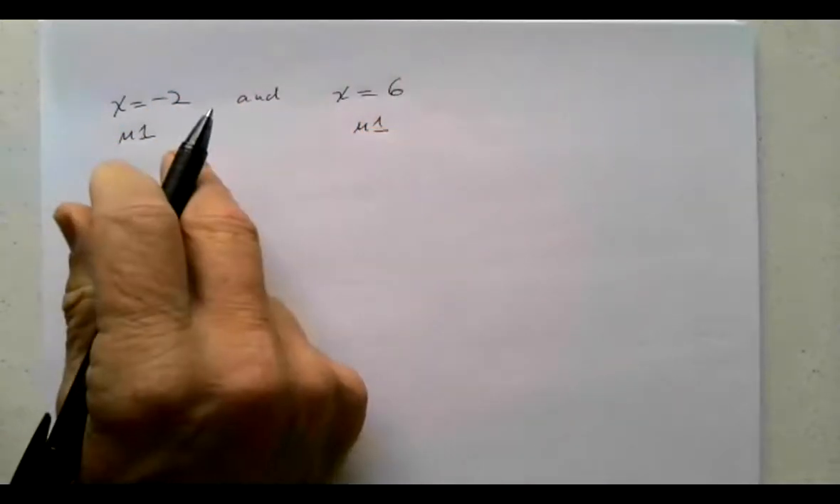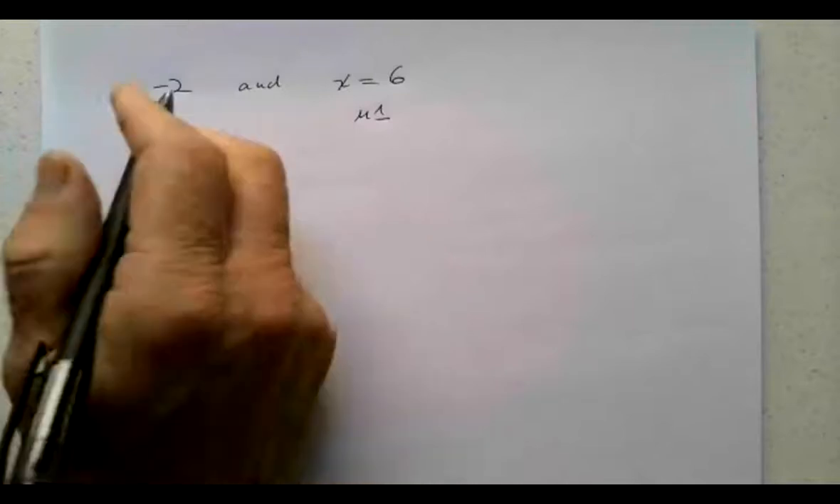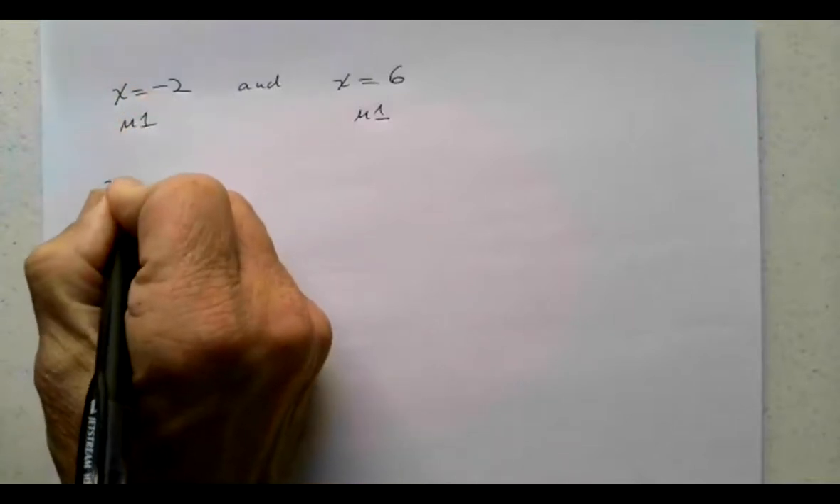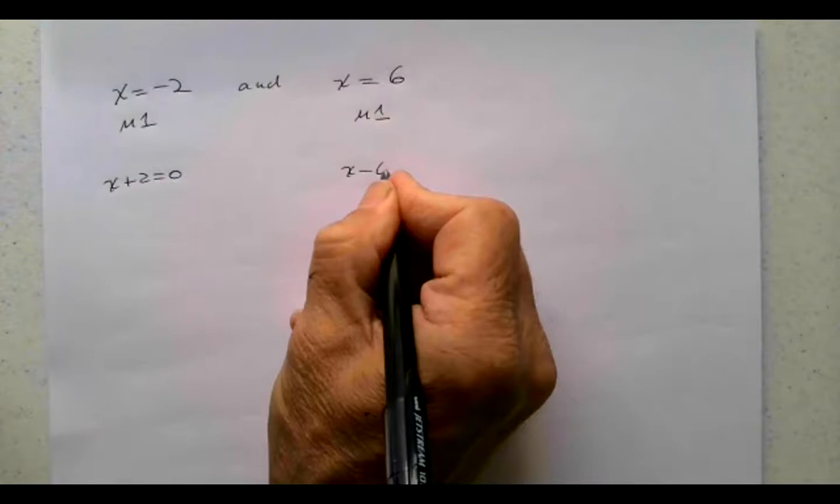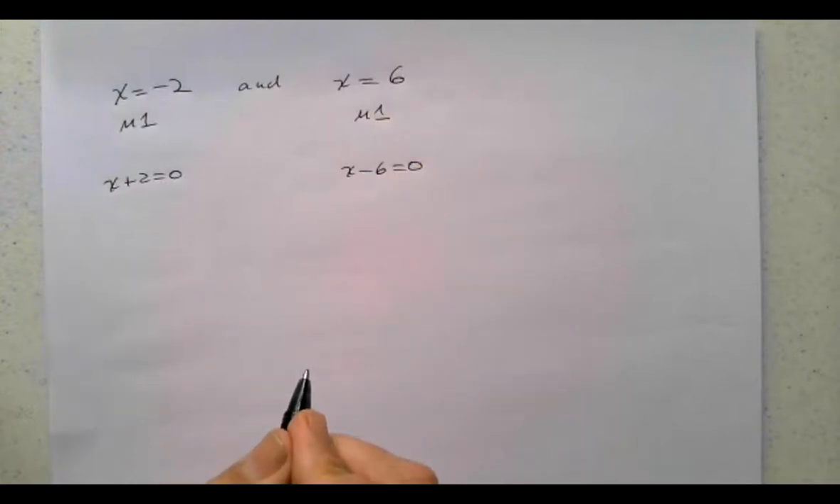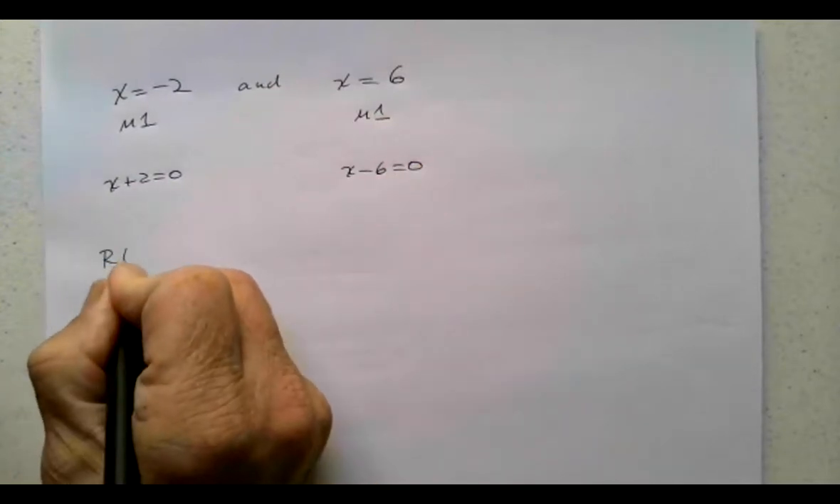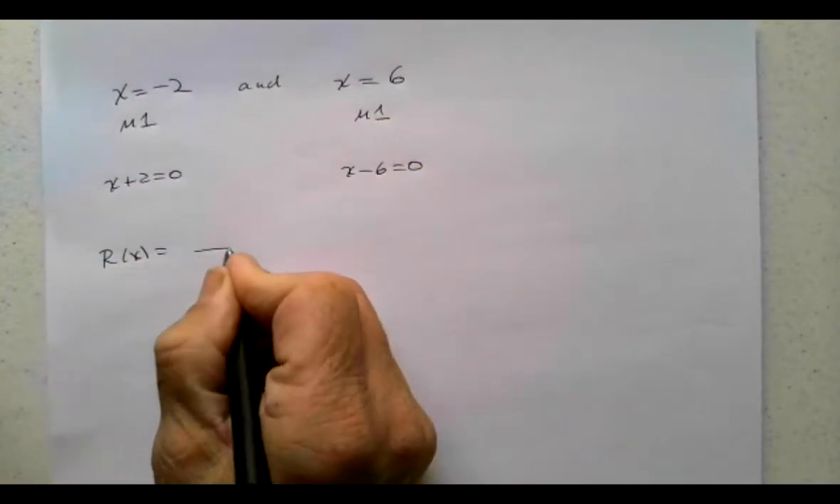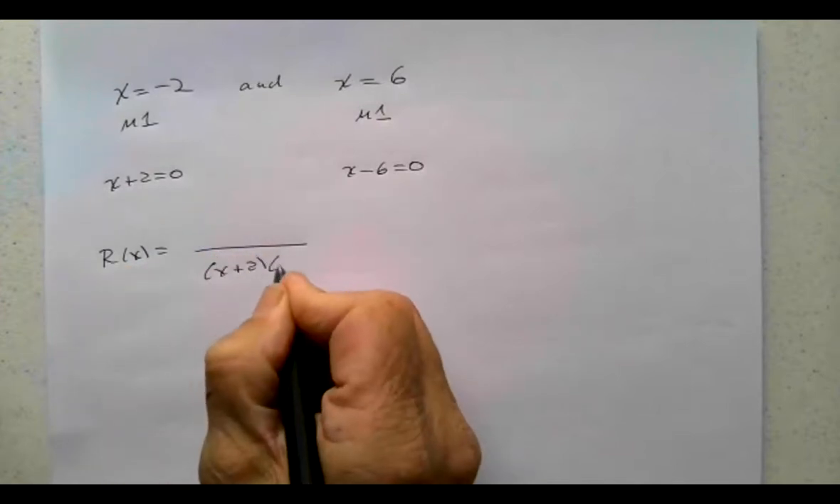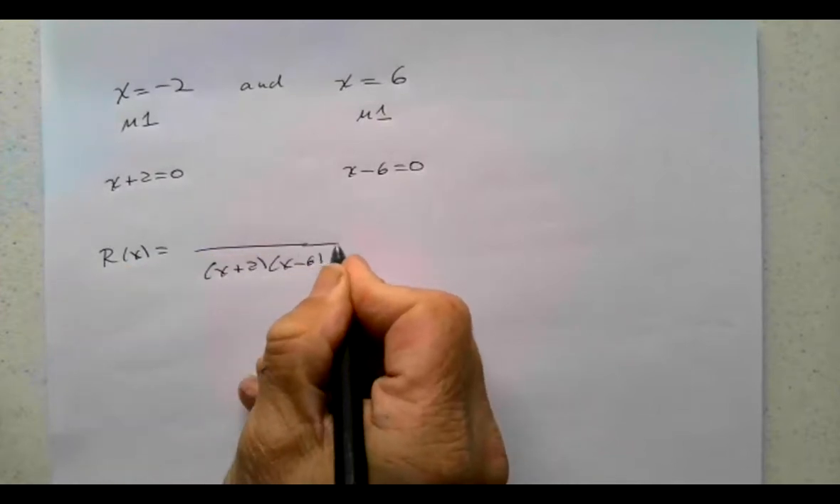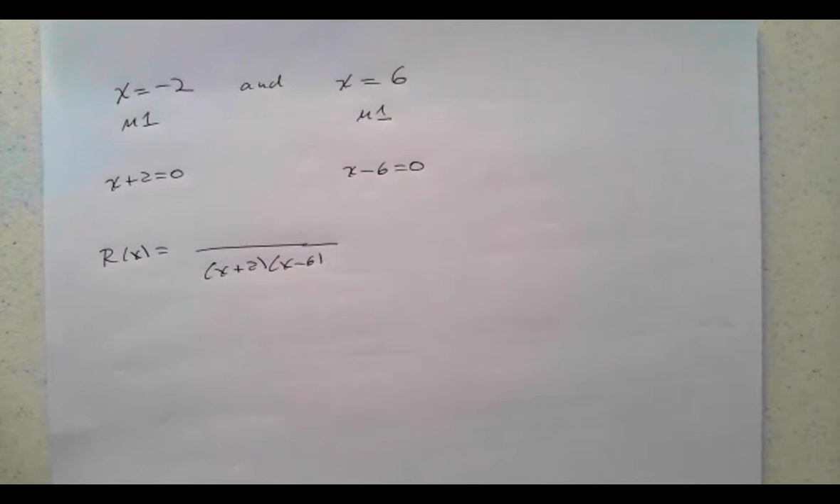And again, vertical asymptotes make the bottom 0. So if x equals -2, that means x plus 2 is 0. If x equals 6, that means x minus 6 equals 0. So in terms of my rational function r of x, I'm going to start with x plus 2 to the first power downstairs and x minus 6 to the first power downstairs.